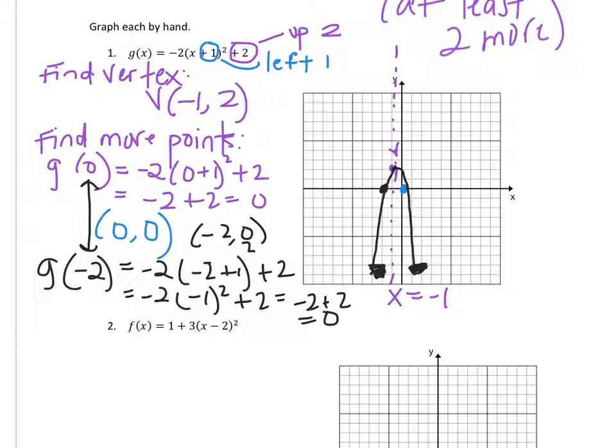We've got the vertex, we've got our axis of symmetry, and we've got additional points. And now when I drew it and I see all my points together, it did open down and it was narrow, just like I thought in the beginning. So that's a confirmation that everything fit together the way it should.